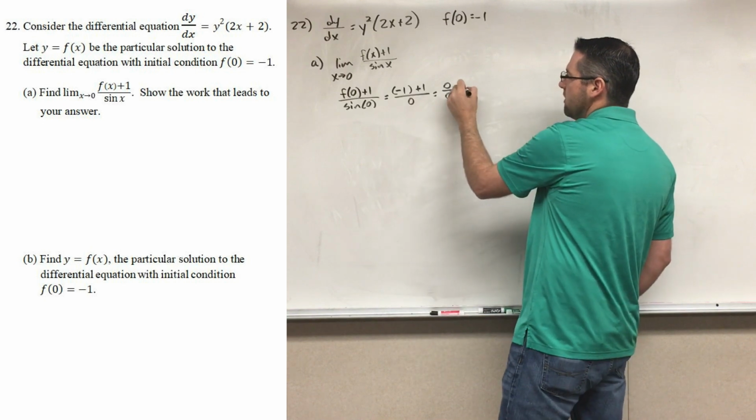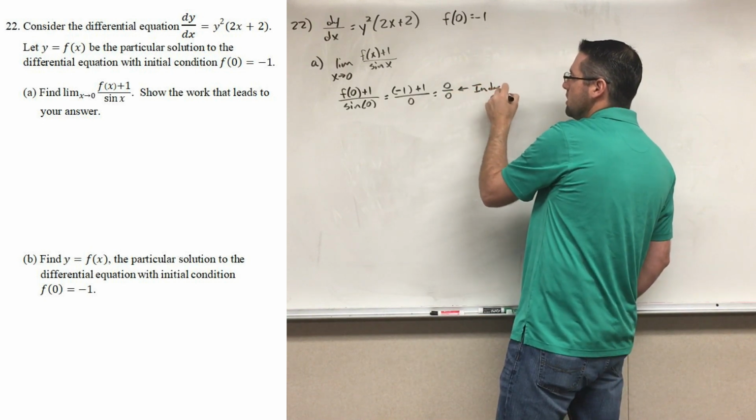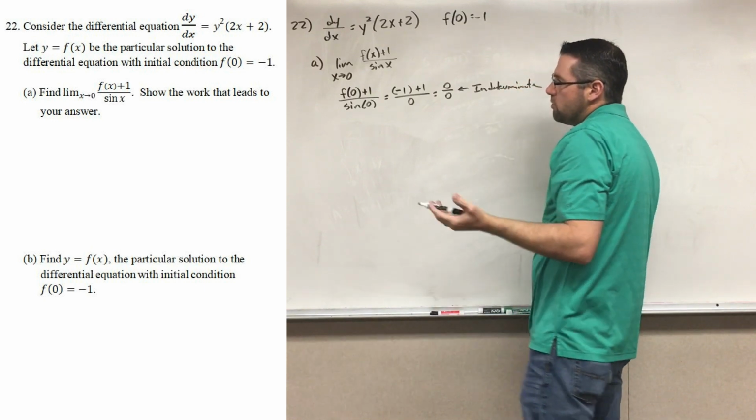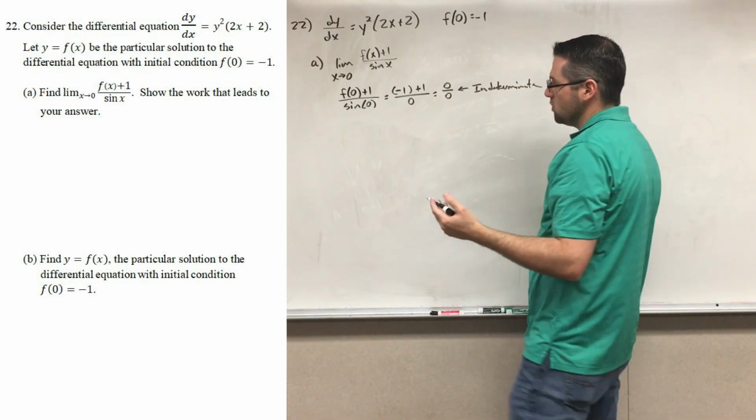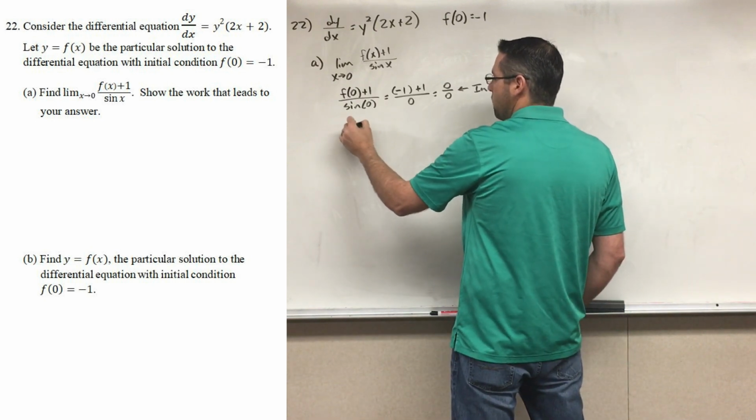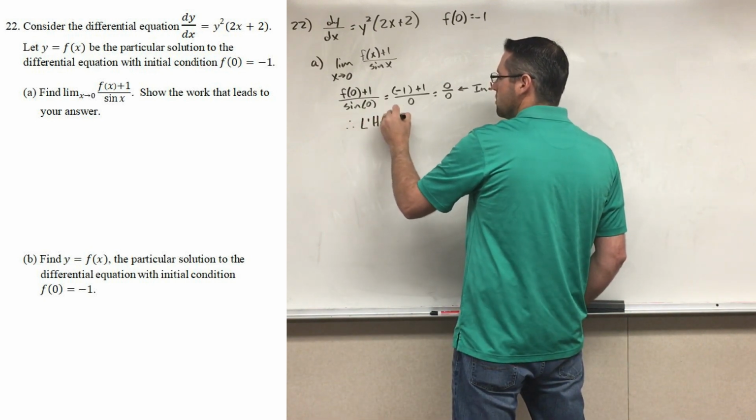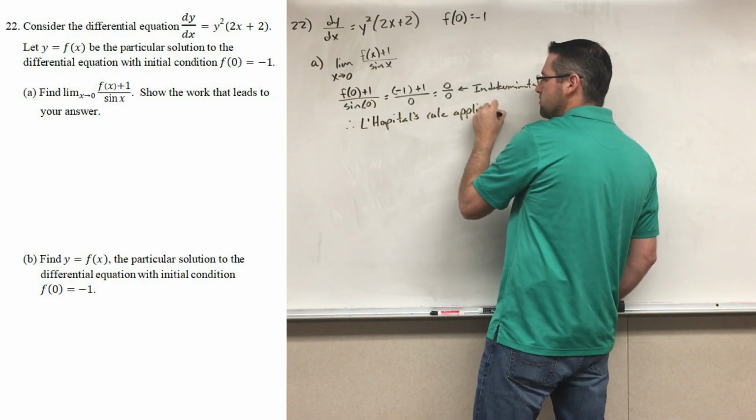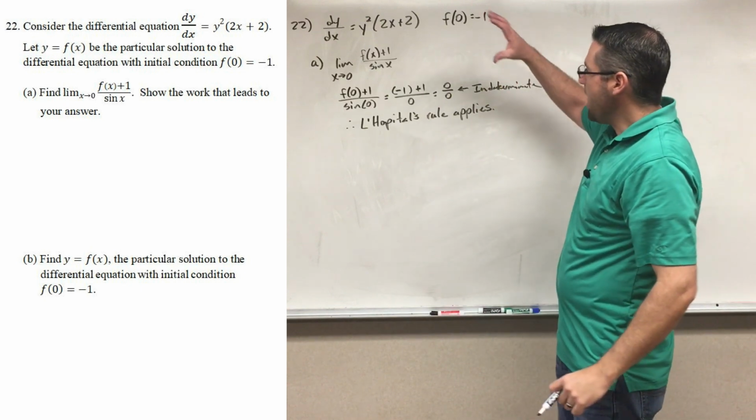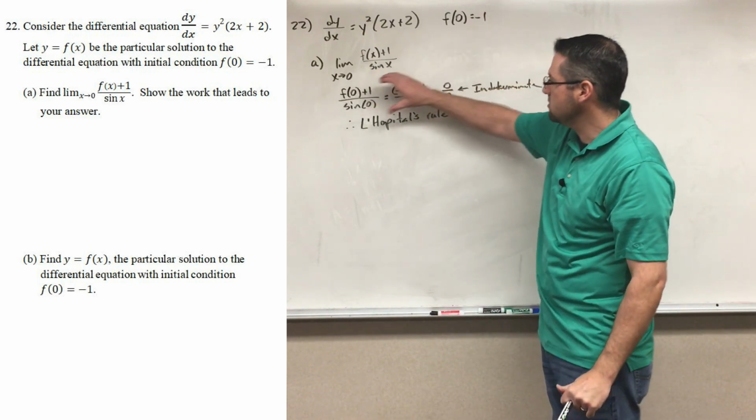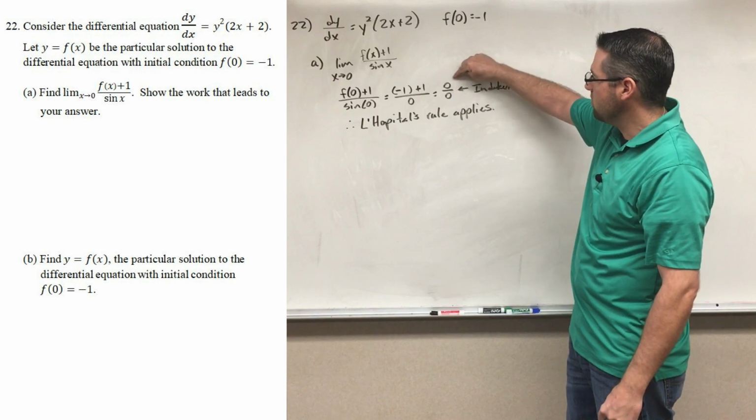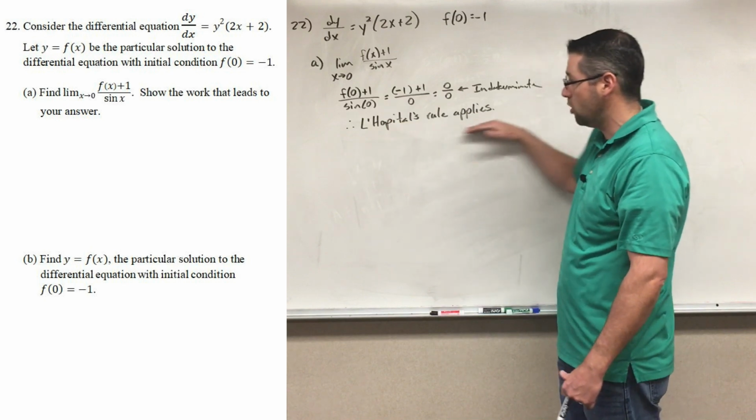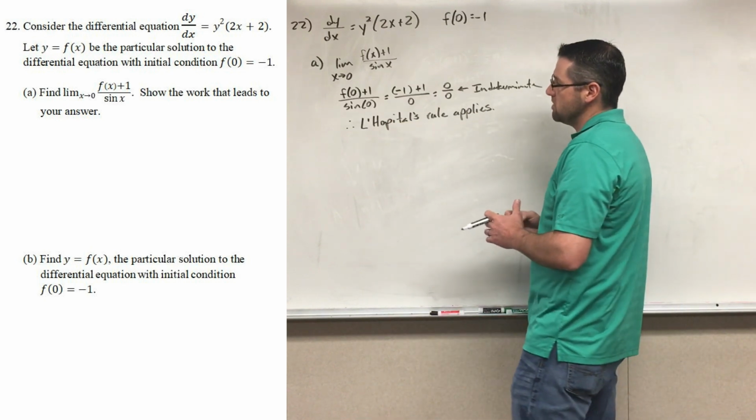So here we have an indeterminate form. So what do we do when we have an indeterminate form? We use L'Hopital's rule. So we're going to say, therefore, L'Hopital's rule applies. Remember, you have to make those statements. You have to check for substitution. If you get 0 over 0 or infinity over infinity, you have to state it's indeterminate, and then you have to state, therefore, L'Hopital's rule applies. If you don't, you're going to be missing some points here.